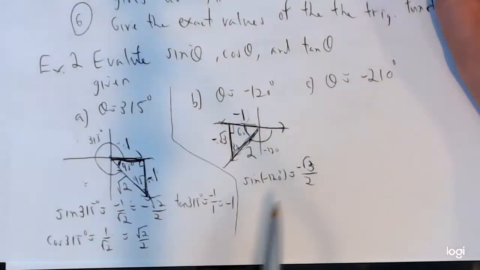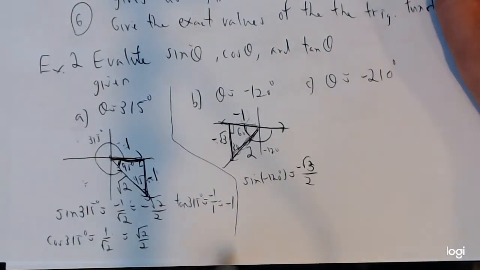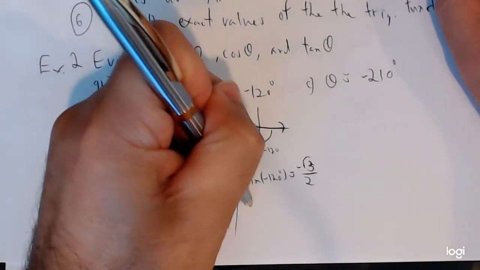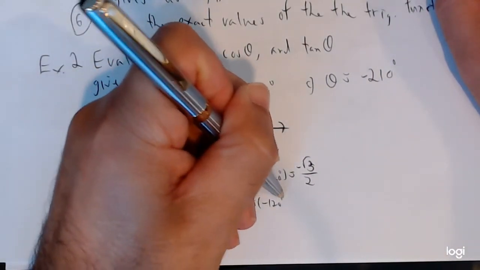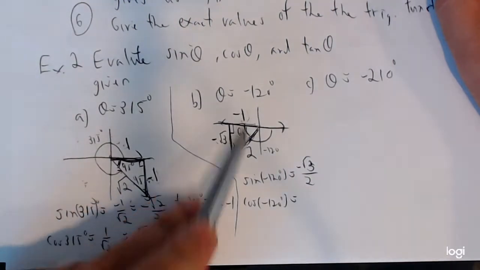And by the way, if you're wondering why I put parentheses around this and over here I didn't put parentheses, it doesn't matter. They mean the same thing, except since this had a negative, I'm just putting it so it looks cleaner. But whether there's parentheses or not, it's still the same thing. It's fine. Okay. And then we have cosine of negative 120 degrees is x over r, so it's negative 1 over 2.